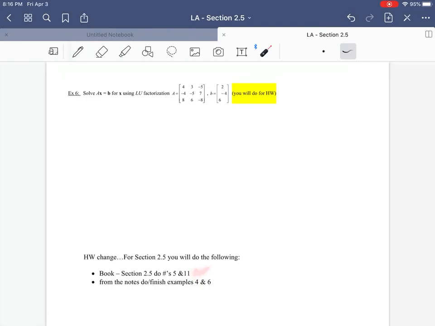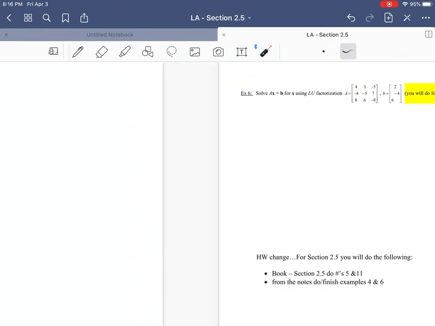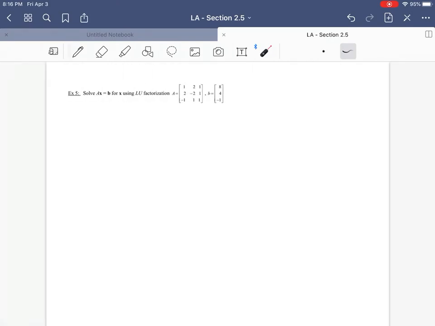You're going to do these 2 problems in the book, and then you're going to finish 4 and 6. If you think you understand what to do here, you can stop and not watch example 5, but if you want to, whatever you feel like.